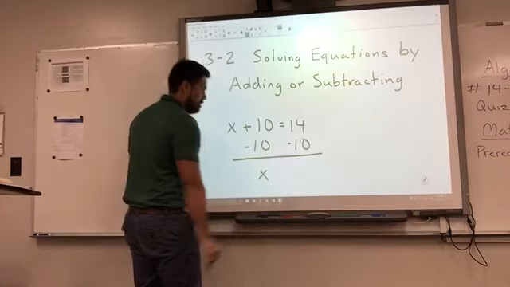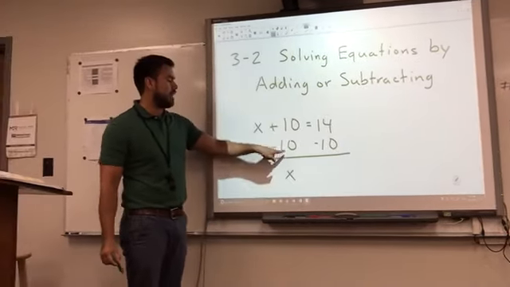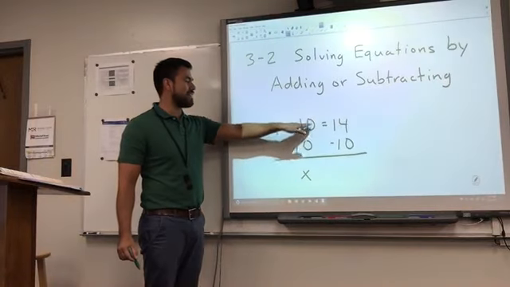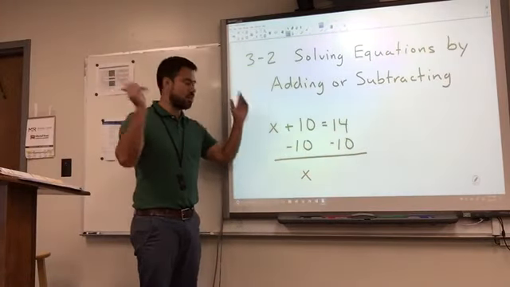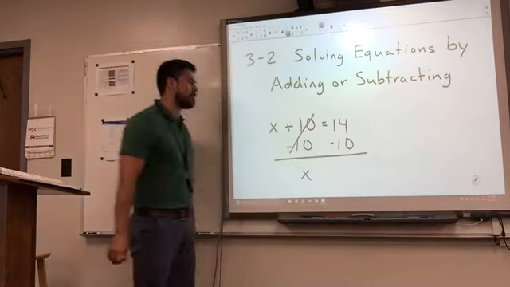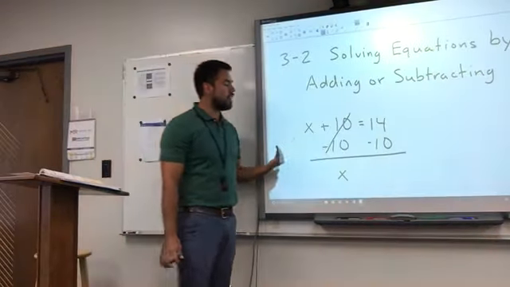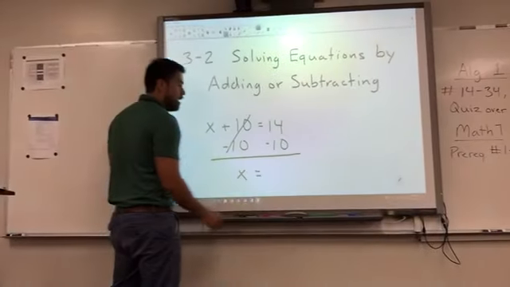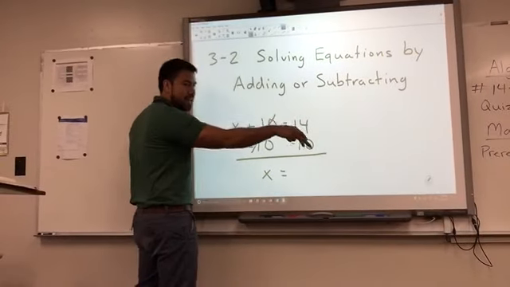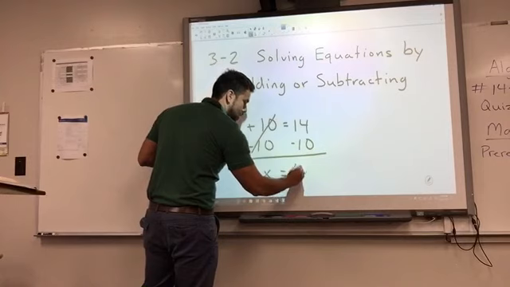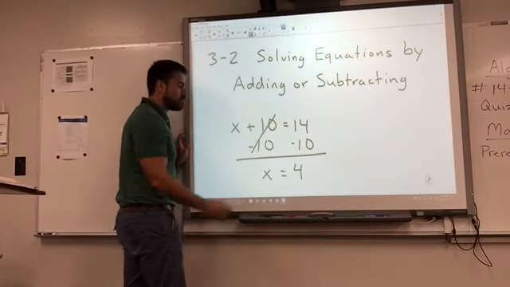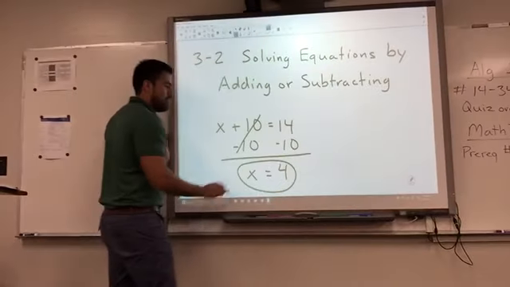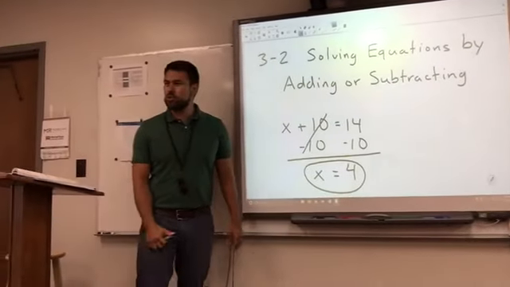X. Because what happens to the 10 and the negative 10? They cancel each other out. So really, this is what happens. They get dropped out. So what's left on the left side? Just an x. What's left on the right side? 4. Is x really equal to 4? Yes. Are you sure about that?